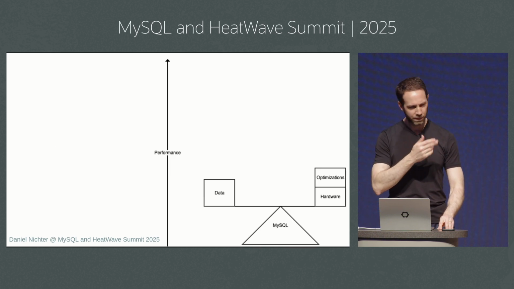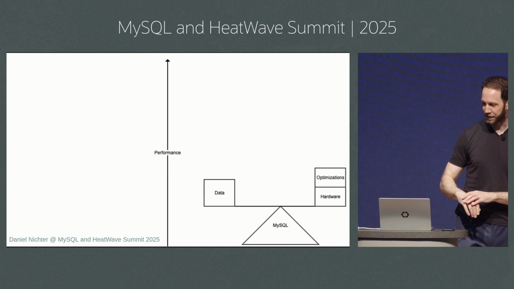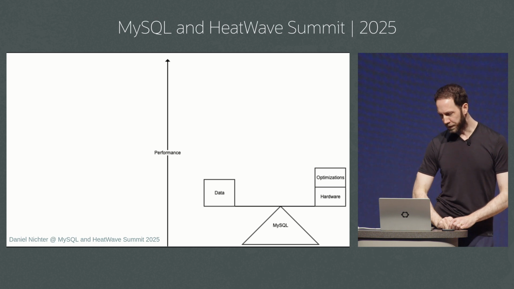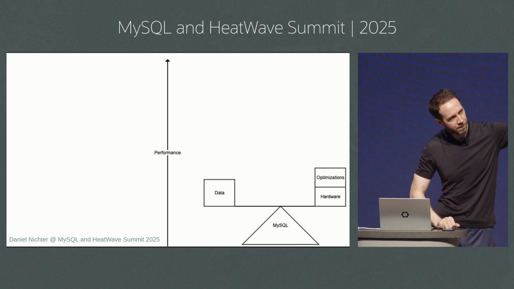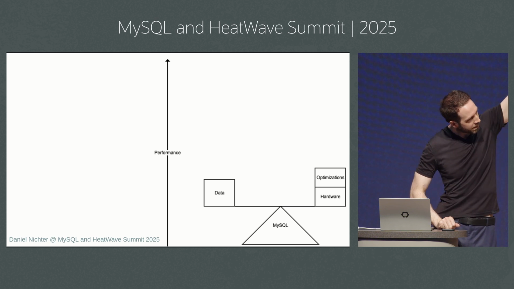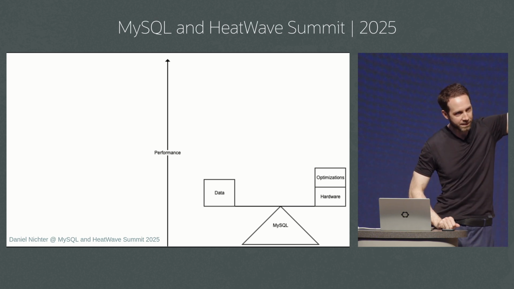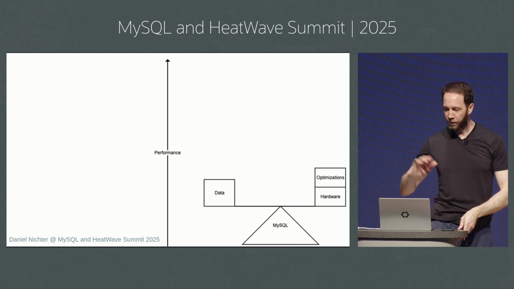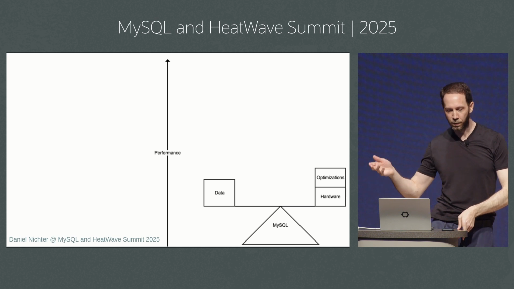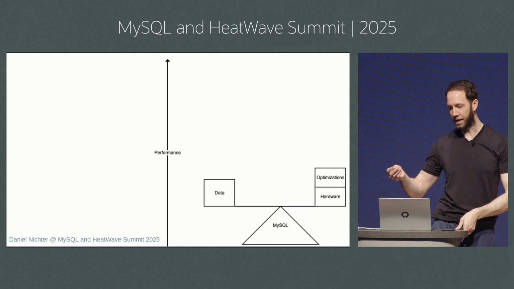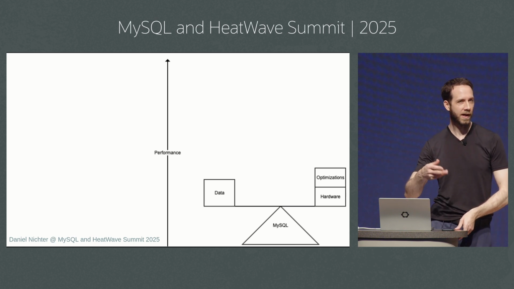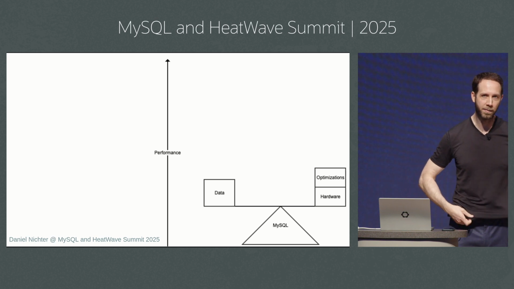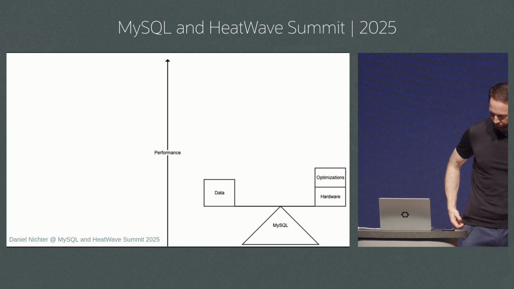Sorry about the somewhat low-res graphics here. I'll illustrate this. So we have this balance, and on the left side is the data that you need to serve. And data going up is better. That's better performance. And on the right-hand side, you have hardware and optimizations, which are the 2 basic things that you always have: the hardware running your database server and optimizations inside MySQL itself that it just applies automatically. You don't have to do anything about it.